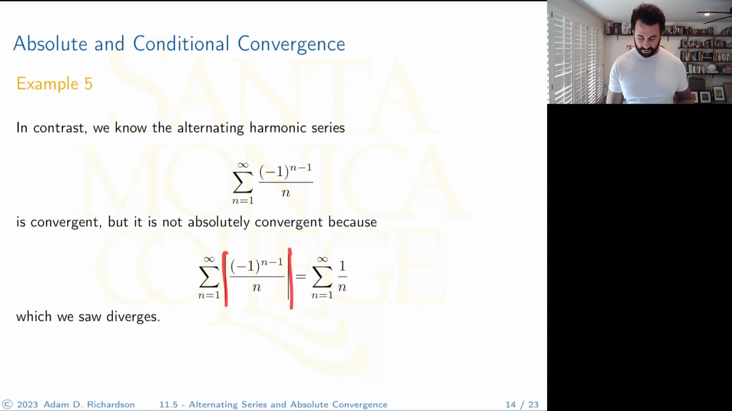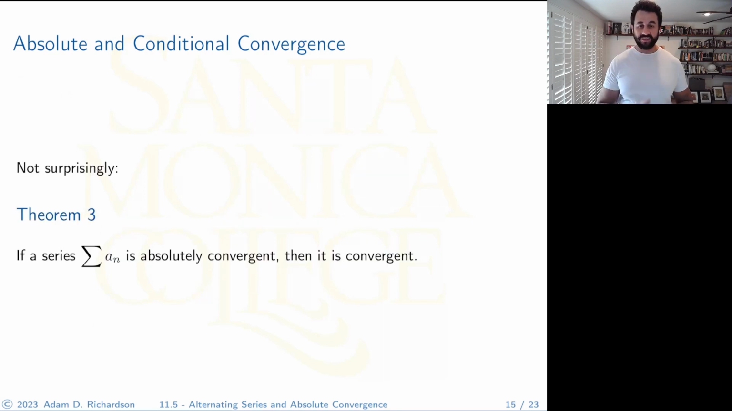We're going to take the absolute value of all the terms, and when we do that, we get the series of 1 over n. So we get the harmonic series again, which we know diverges. So this series converges, but this series diverges. That means that the alternating harmonic series converges conditionally, not absolutely, but conditionally. We will see why we use this word conditional to describe this behavior in just a couple minutes.